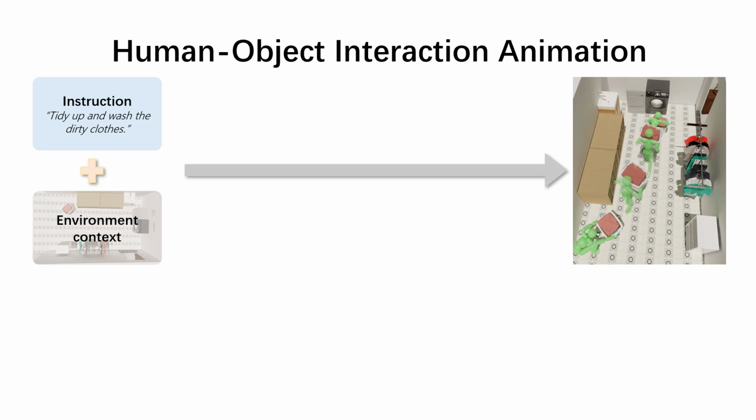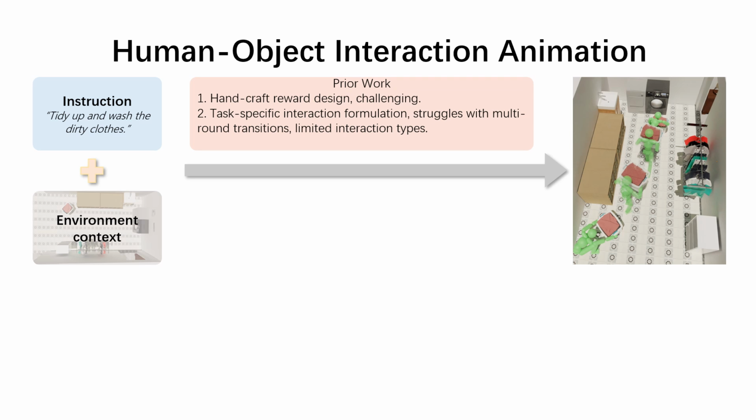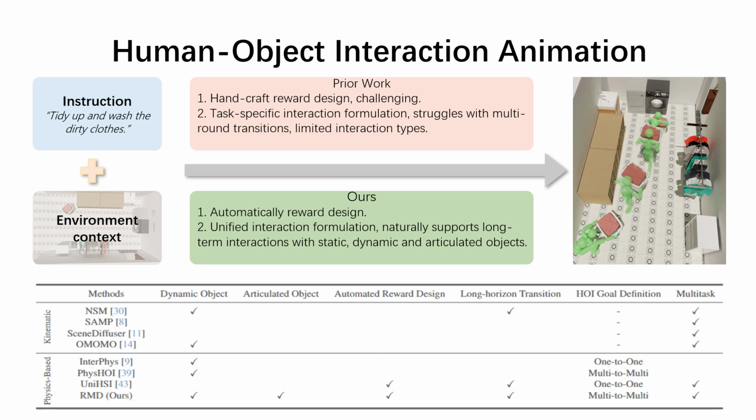based on human instructions. Recent approaches utilize physics engines to create interactive environments where agents learn interaction skills through goal-conditioned reinforcement learning. However, many interaction tasks require carefully designed, task-specific rewards crafted by human experts, which is a highly challenging process. Moreover, these task-specific formulations necessitate separate policy networks and skill transitions. In contrast, our framework supports automated reward design and a unified interaction formulation, overcoming these limitations.